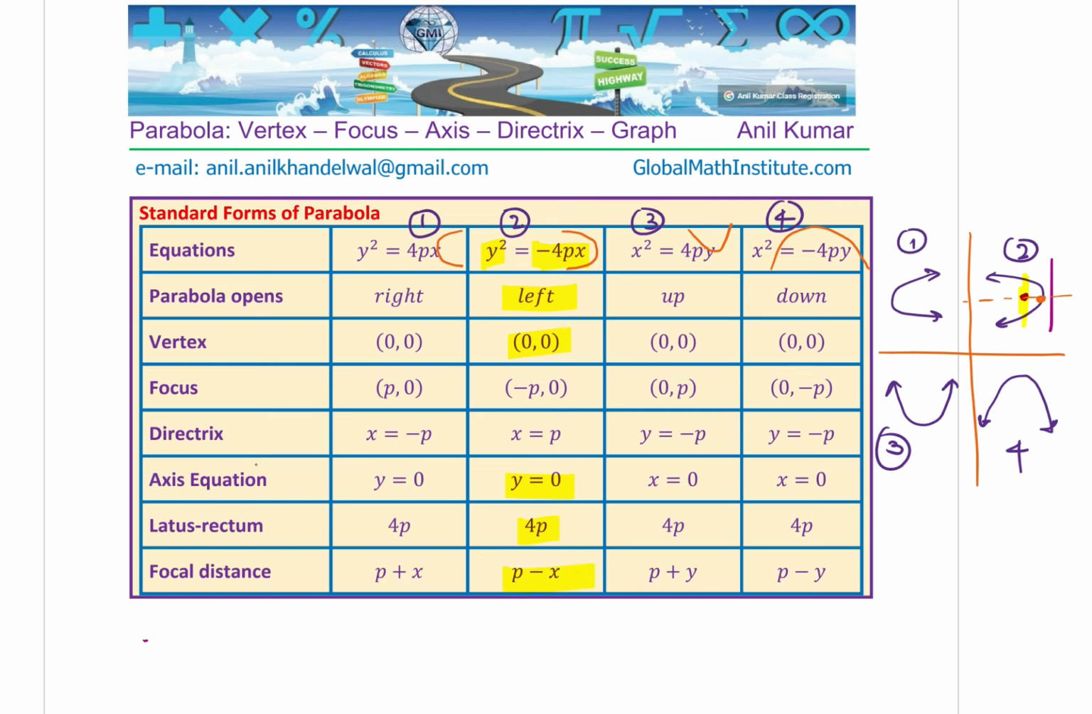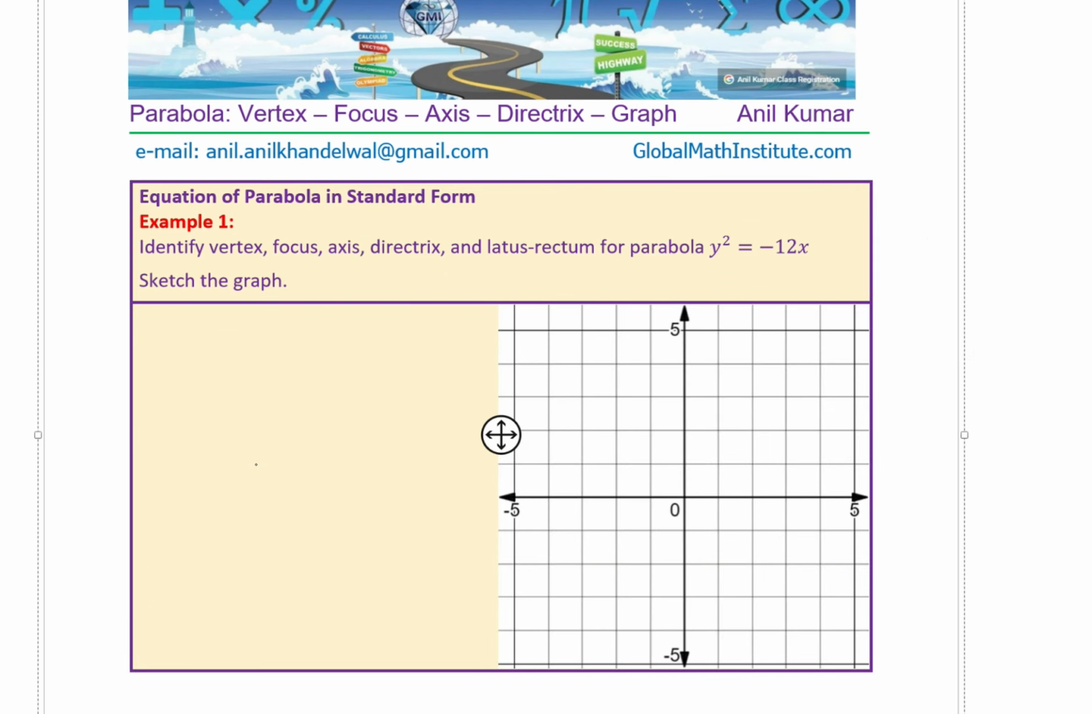Now, what is focal distance? Again, a reminder, focal distance is the distance between the focus point and any point in general on the parabola. Clear? So that x value will be subtracted from p. So likewise, we have a table here to summarize all the related values depending on in which direction the parabola is opening. Now based on this, we have our first example.